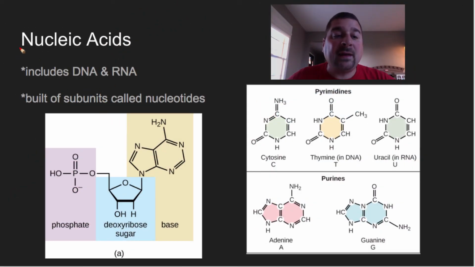Finally, the fourth one is nucleic acids. Nucleic acids include DNA and RNA, deoxyribonucleic acid. The subunits, or monomers, of nucleic acids are what we call a nucleotide. There are three things in a nucleotide.